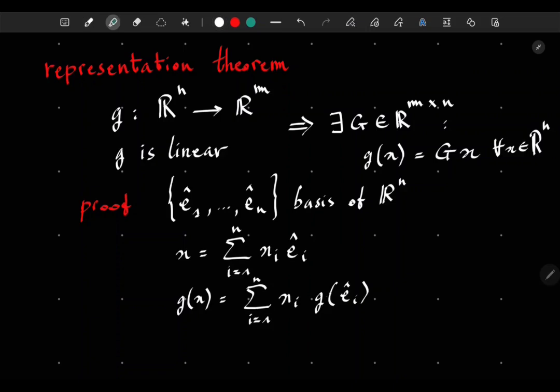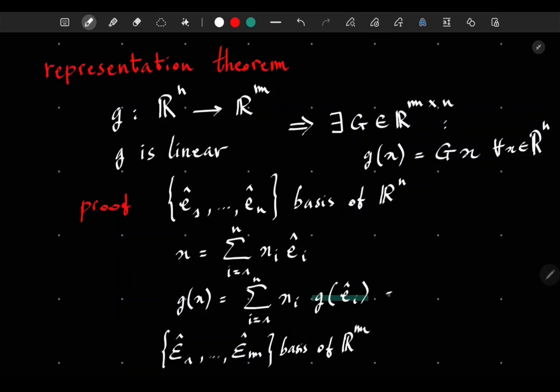Finally, we can consider this last term here, and define a new basis in the space in which g lands after the application to x. We can expand this term and finally find our matrix multiplication. So let's define this basis. Let's call it epsilon 1 to m.